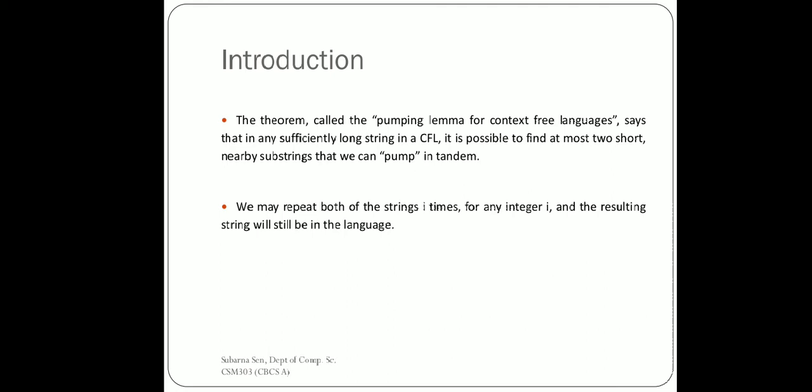So here, in place of finding any one short position in the middle which we can pump, we will find two different positions, right? How to do it we will see in our later slides. We may repeat both of the strings i times for any integer i, and the resulting string will still be in the language. Whatever the two different small strings we are choosing, we have to pump them i number of times, i can be any integer, and the resulting string generated after pumping should be in the language as well.